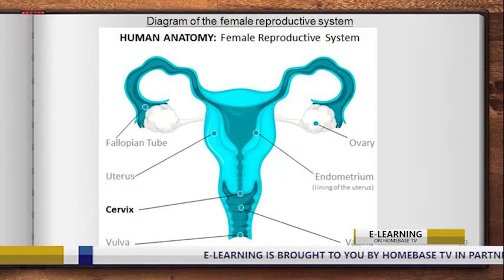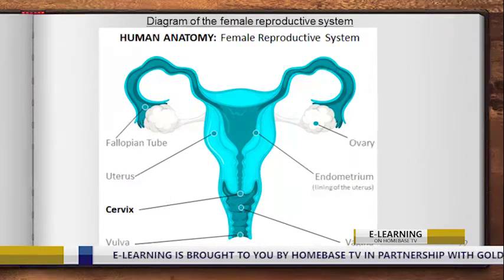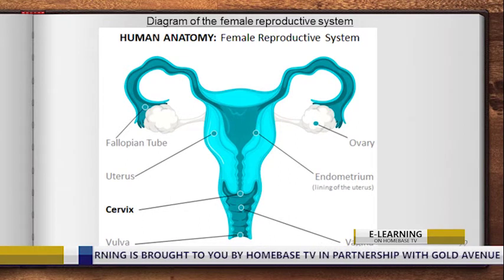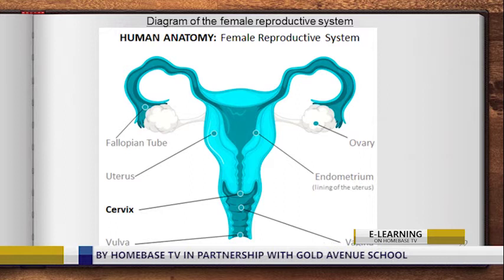Now let's look at the diagram of the female reproductive system. That is all the parts we've mentioned so far being brought together to form one system, one organ. That is the female reproductive system.